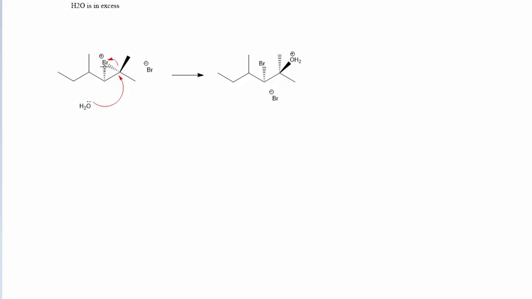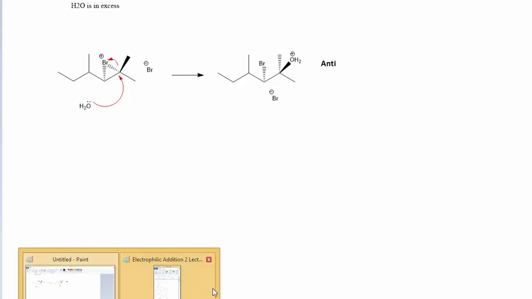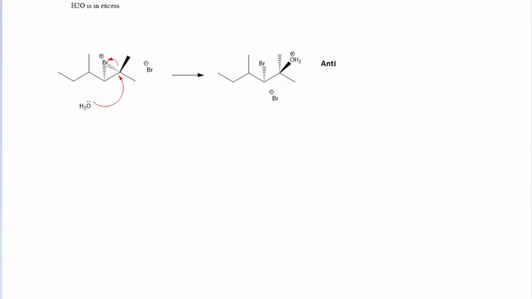Also notice that since this bridge was on dash, what happens is this attacks from the other side, so the water molecule is on a wedge and the Br is on a dash. Again, we call this anti. And anti sort of refers to the attack, whereas trans refers to the fact they're on different sides. Okay? So here we have two options.